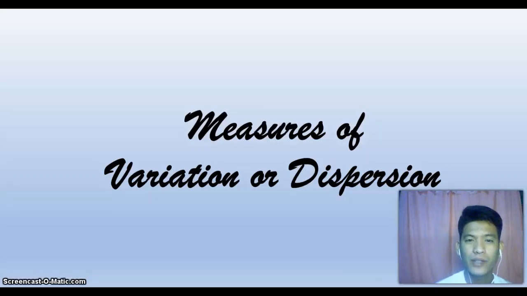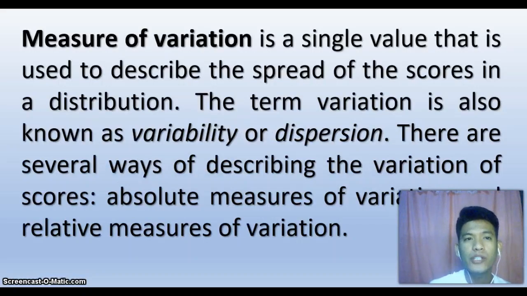Good day. Today, we're going to discuss the measures of variation or dispersion. A measure of variation is a single value that is used to describe the spread of the scores in a distribution. The term variation is also known as variability or dispersion. There are several ways of describing the variation of scores. We have the absolute measures of variation and relative measures of variation.